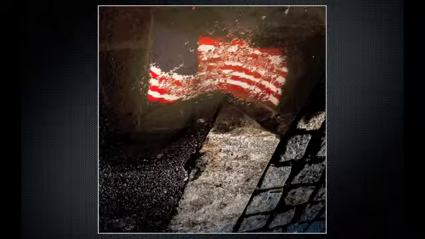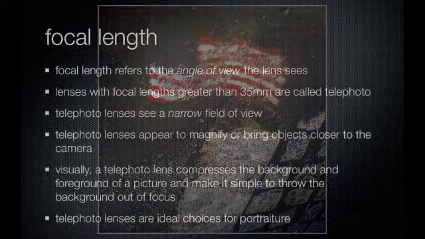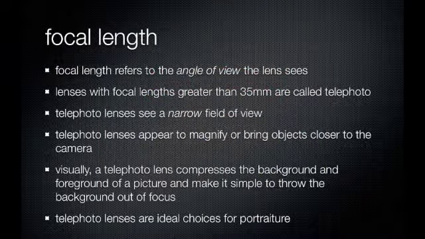So now we're going to shift gears just a little bit and talk about something else that's a little bit more about equipment and how your choice of equipment, and in this case, how your choice of lens actually affects the appearance of your photographs. So the important thing here to understand is something called focal length. Now, focal length refers to the angle of view that your lens sees. Now, every lens has a numbered focal length that's stamped right on the lens, so this is easy to find.